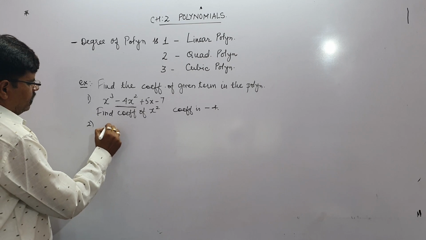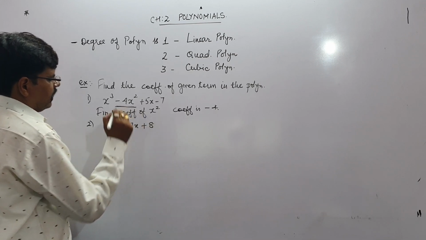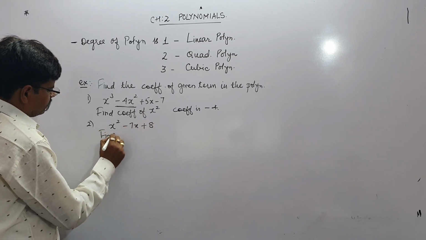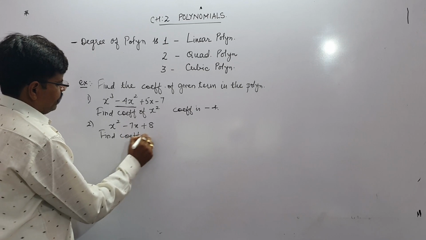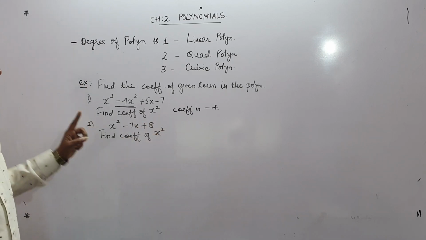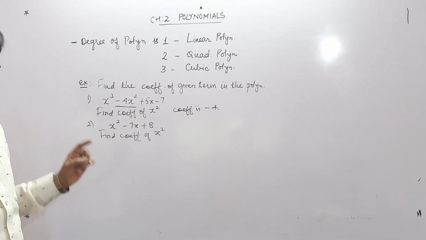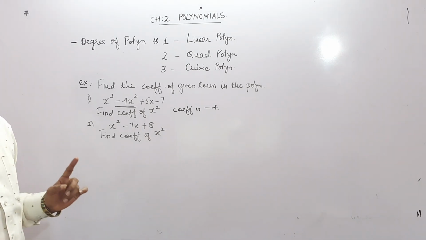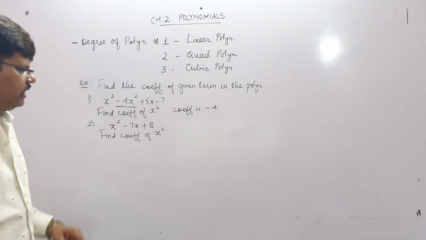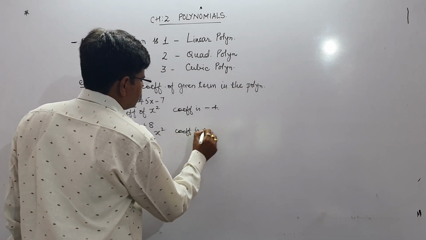Second, x square minus 7x plus 8. Find the coefficient of x square. Look here, the number associated with x square, no number is there, but always remember 1 is the identity number of multiplication. So coefficient is 1.